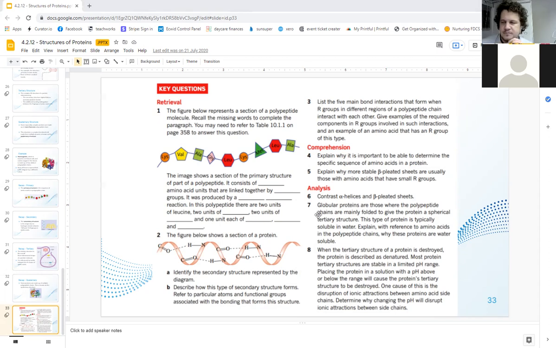All right, yeah. Okay, so the secondary structure represented here is the alpha helix, and it's formed by the hydrogen bonding between the CO and the NH.